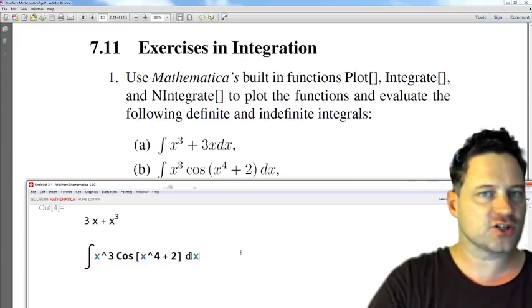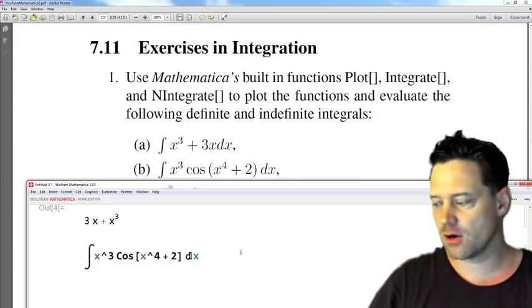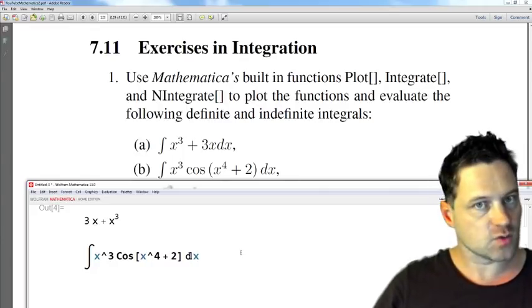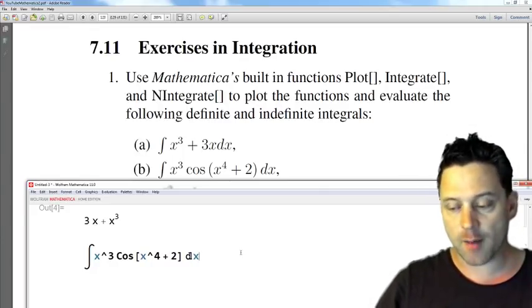All right, now if I press shift and enter, it'll give me the answer. And that of course works in Wolfram Alpha 2, which is a phone app.